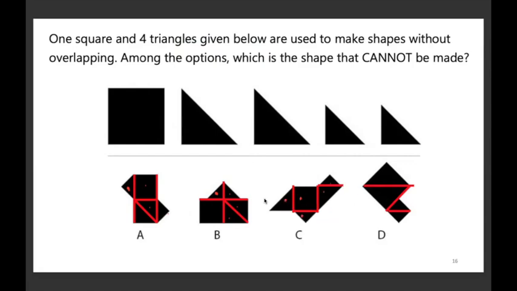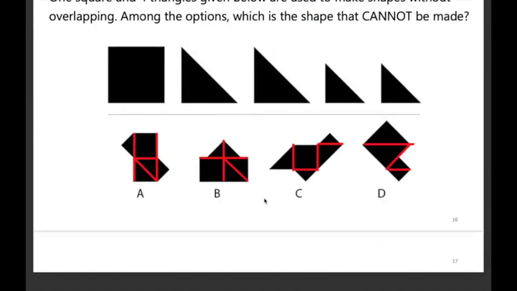D में वो नहीं आ रहा है, आपका square form नहीं हो रहा है. Even if you form that square, आपका square यहाँ पे form होगा, which will leave this residue space. So D is the one which cannot be made using the shapes that are provided. We'll move to the next one.